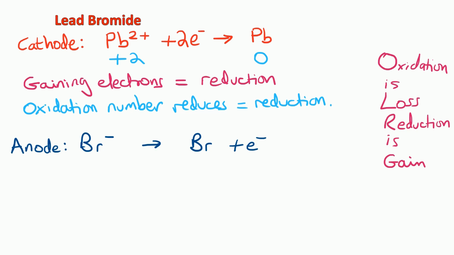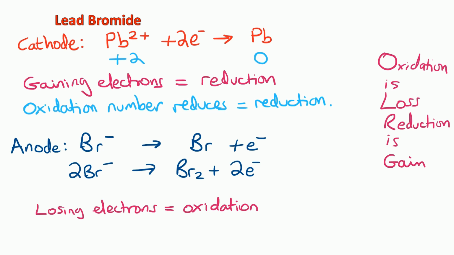And this time it's losing electrons, so that is going to be oxidation. Oxidation is loss, if you remember OIL RIG. And if you can't spot it that way, we could go to oxidation numbers. We've got a -1 on the left because it's Br- and 0 on the right. So the number is getting higher. It's going from -1 to 0. It's increasing. So if the oxidation number is increasing, we say that is oxidation.